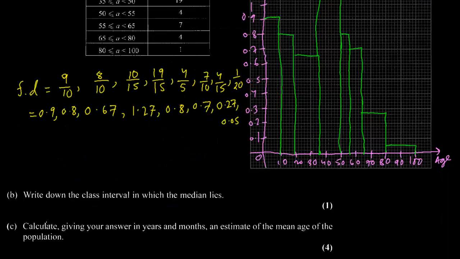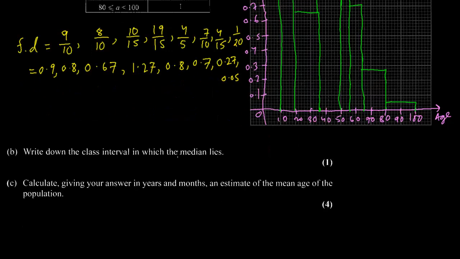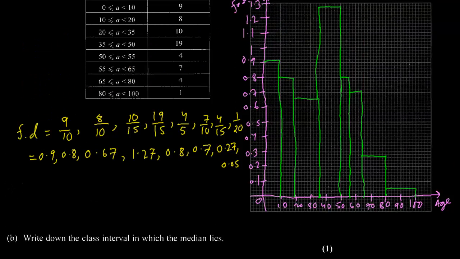So the next question is, write down the class interval in which the median lies. So the median position is the middle data when the data is ordered. So the data is already ordered. So question number B would be, this is question number A. So question number B would be, first of all, median position.